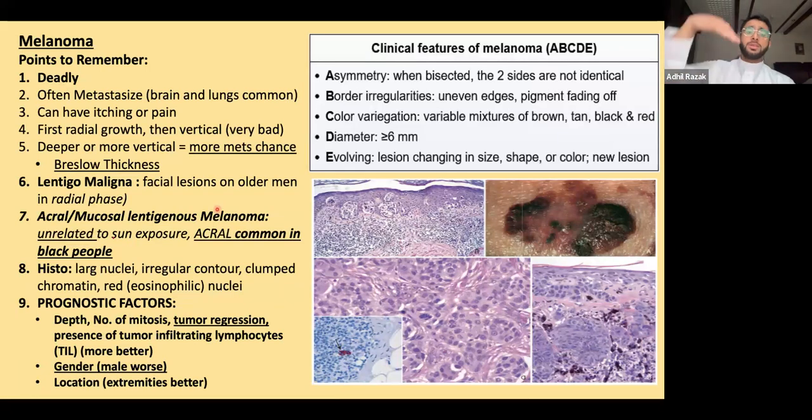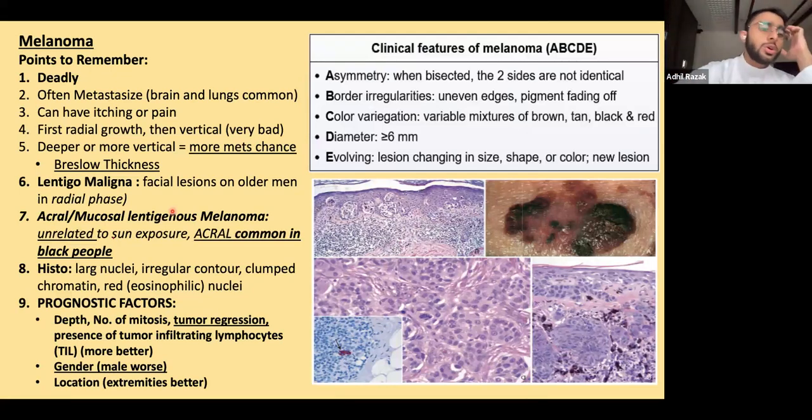Why is that? Because the more down it goes, the more vertical it goes, the closer it gets to blood vessels. And once it gets to blood vessels, it can hematogenously spread to other organs like the brain or the lungs and spread metastasis. Lentigo maligna is a type of melanoma where there are facial lesions and they're seen on older men. Usually they are in the radial phase.